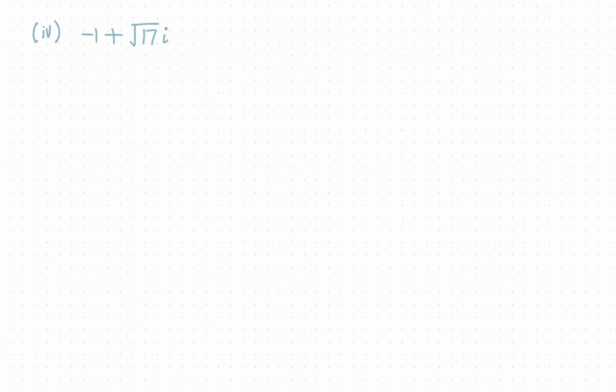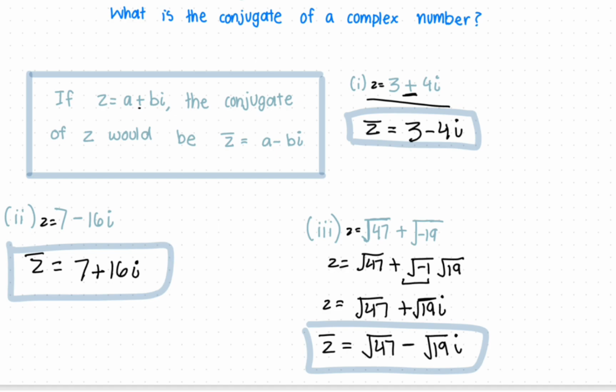Alright, so let's try this problem now. z is equal to minus 1 plus square root 17 i. So pause the video if you want to give this problem a go. Alright, so once again, we simply switch the sign. But just be aware, we don't switch every single sign. We only switch this sign over here. Like we saw above, only this sign is being switched.